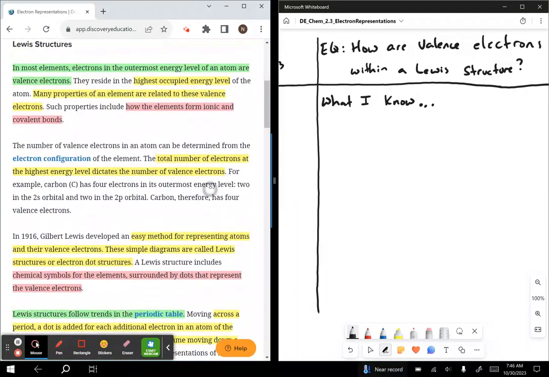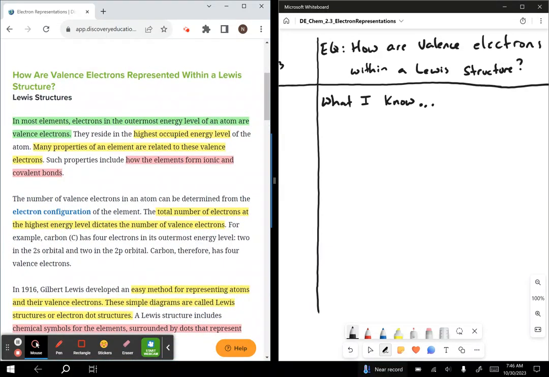So let's come back up to the top here, and we'll go ahead and say Roman numeral 1. Lewis structures. And if you've already read this, and again, I encourage you to pause and read this text first. That way, when you come back to take your notes, this will make more sense. In most elements, electrons in the outermost energy level of an atom are valence electrons. That's good. Okay.